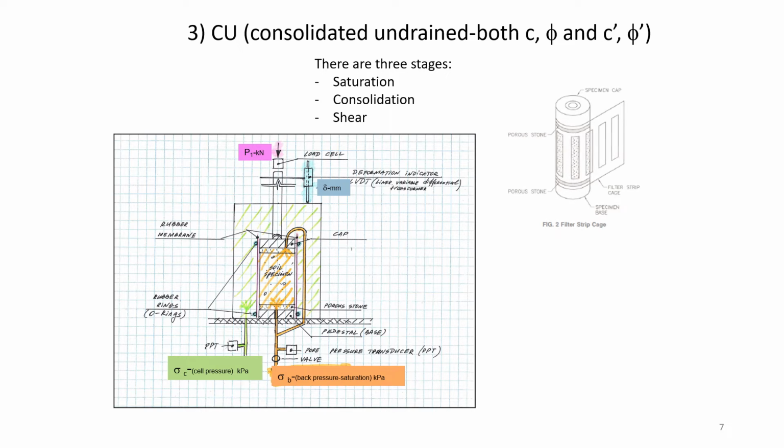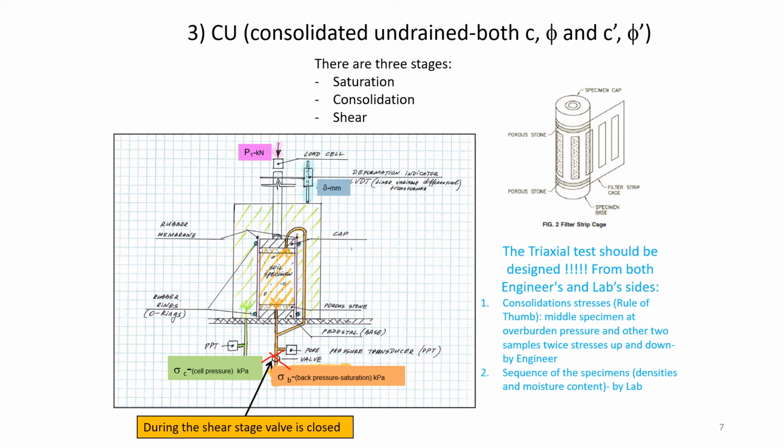I'd like to tell you, because with some labs I was surprised once, they forgot to put filter paper and they could not saturate the sample for more than three weeks because it was the wrong approach. To make a long story short, consolidated undrained. Why is it undrained? Because the valve here is going to be closed during the shear stage. Okay, just keep it in mind.